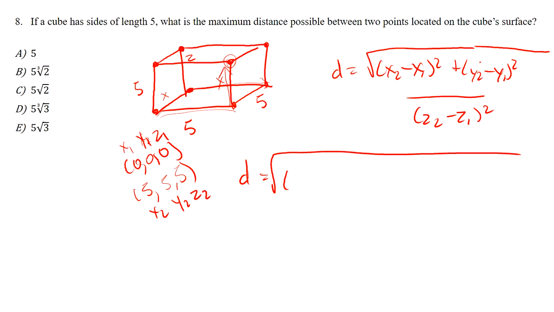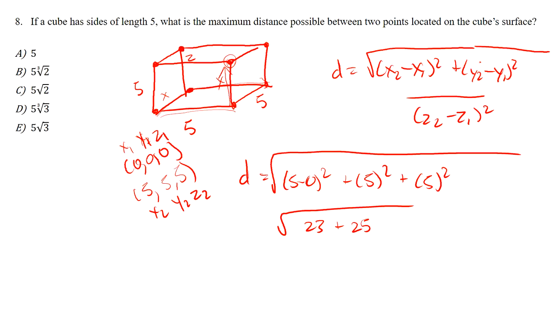So we have x2 minus x1, that's 5 minus 0 squared. And you'll notice that these are all the same. So that's going to be 5 minus 0 again, plus 5 minus 0 again. Oh, sorry, these are both squared. So we're going to get 25 plus 25 plus 25.